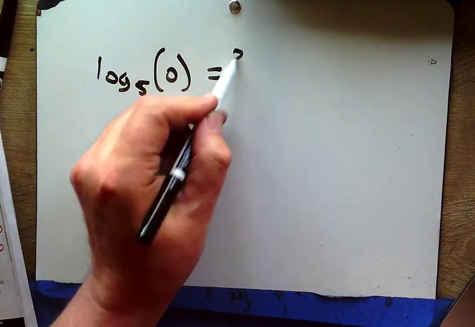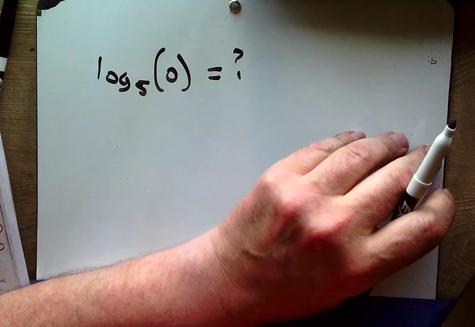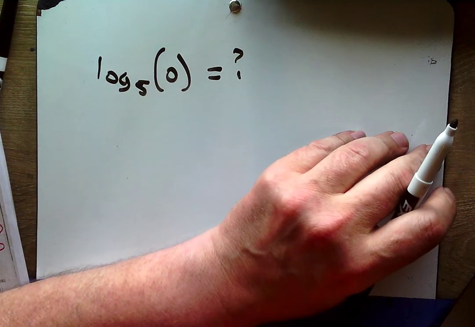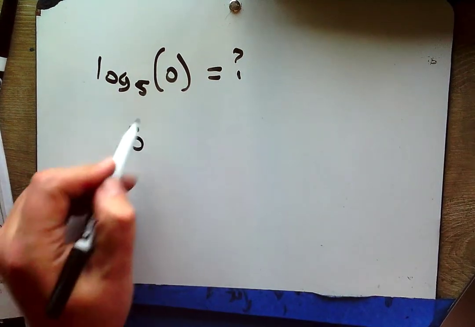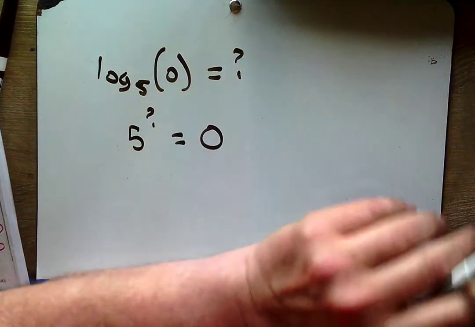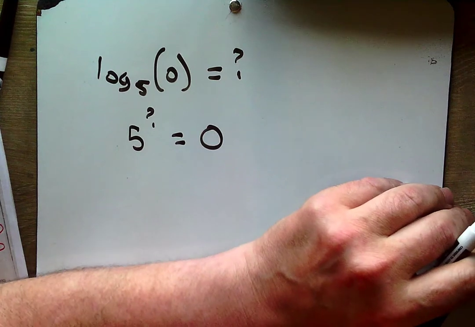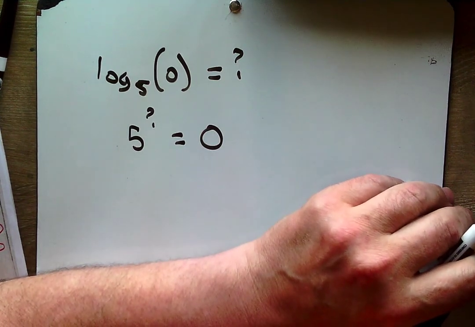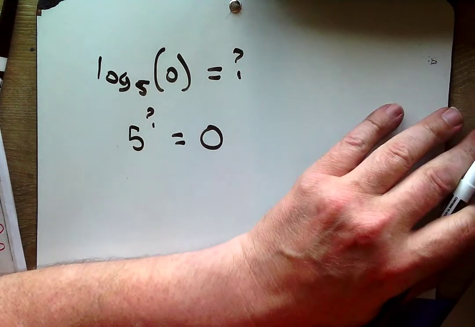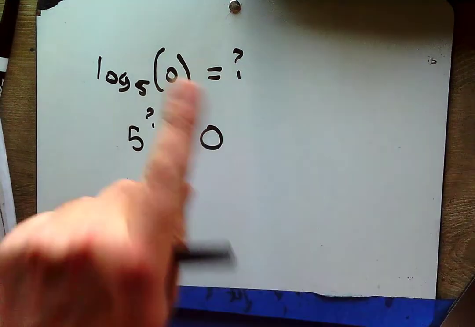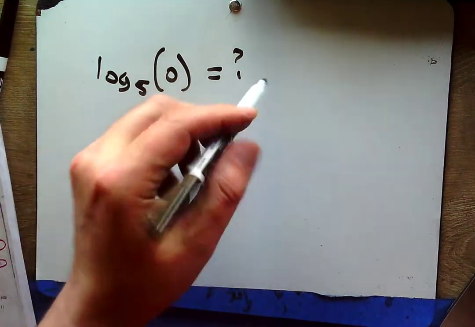Okay, so what about this one? Log base 5 of 0. What's that equal to? What can you say there? Oh, that's interesting. If I scorpion tail it, I have 5 to the question mark equals 0. Let's take a look at the graph and see what's happening at x equals 0.